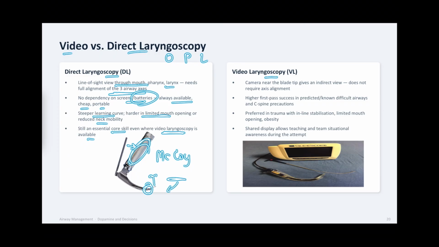Next is video laryngoscopy. This has a camera near the blade tip. There is no requirement of alignment of the three axes. This has a high first pass success rate in predicted or known difficult airways, and in cases with C-spine precautions. This is preferred in trauma because it doesn't need neck flexion, and this is preferred in limited mouth opening and obese patients. So while passing through the mouth, this can be shown on the display. So this allows for teaching and team situational awareness during the attempt as well.